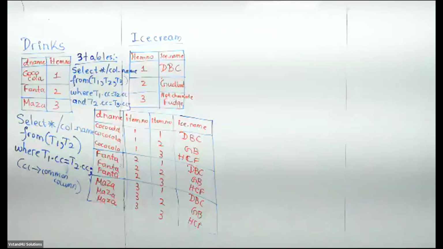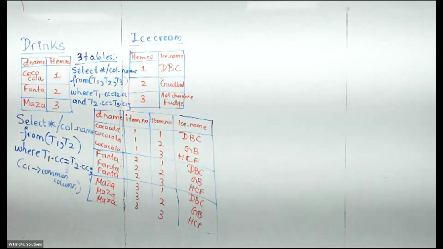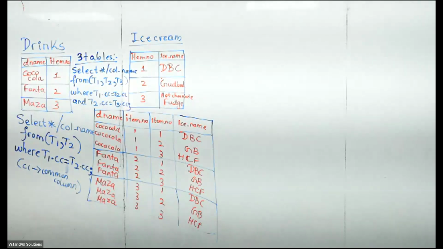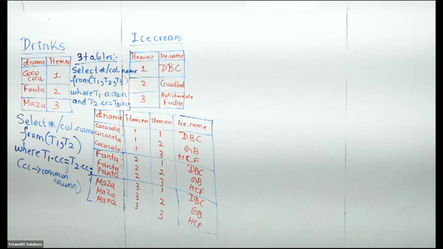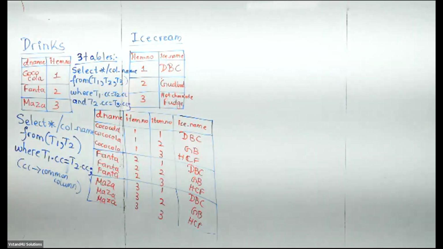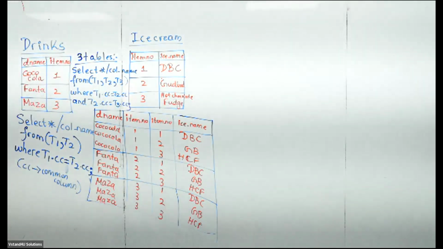Outer join. For non-equi join, you don't have any syntax. It is just for your understanding. Okay. Outer join: joining multiple tables by using common columns between them is called outer join.